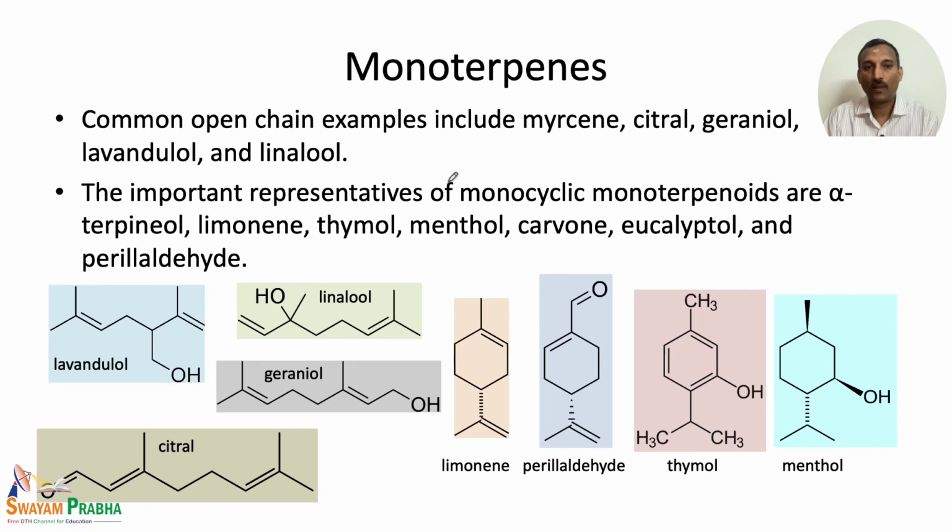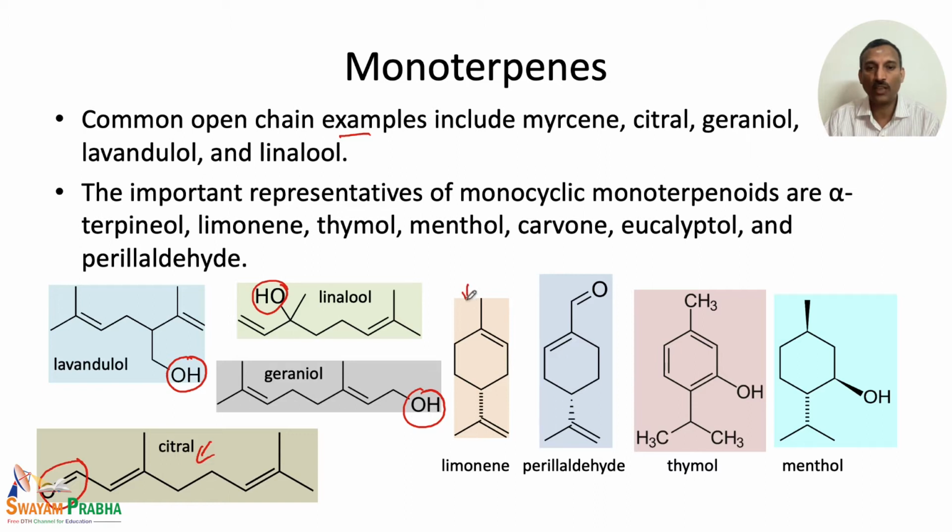Here are some examples of the monoterpenes. The common open chain examples include myrcene, citral, geraniol, lavandulol and linalool. The structures are given here. Citral structure is given here. Citral has an aldehydic unit, linalool has a hydroxy unit, lavandulol contains a hydroxy unit, geraniol also has a hydroxy unit. These are basically the monoterpenoid derivatives, and limonene is basically the hydrocarbon.